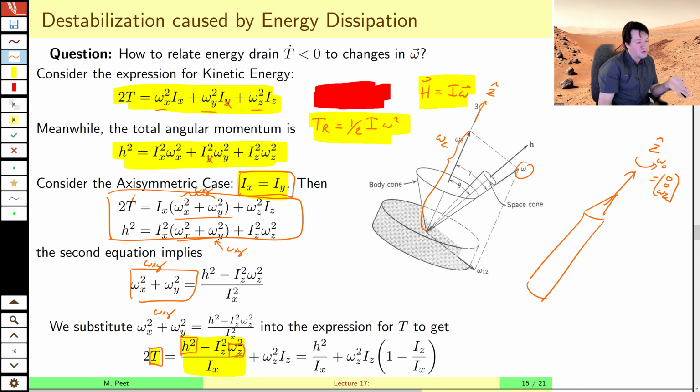It can't increase, of course, because initially it's all in that z component. So we're going to analyze what happens to that over time. If omega_z decreases, it's got to go somewhere. So it's going to go over into the omega_x and omega_y components over time. All right. So we have an expression here for kinetic energy in terms of h, which is fixed, and omega_z here, which is not going to be fixed. So we're going to see what happens. Is it going to decrease or increase?